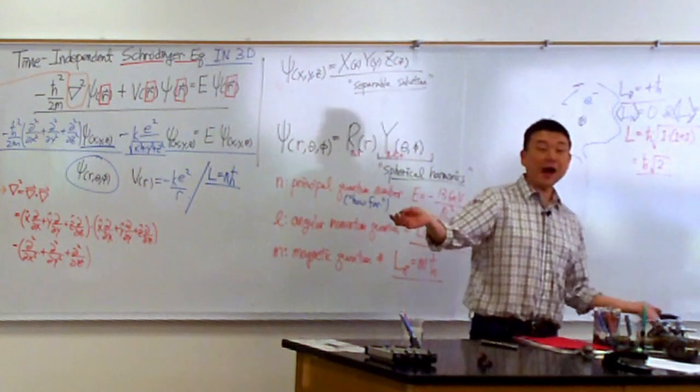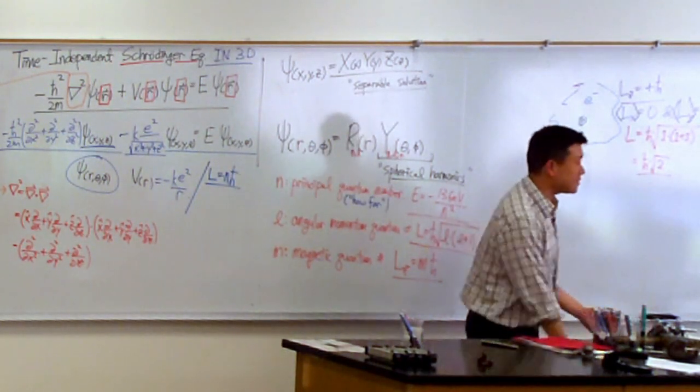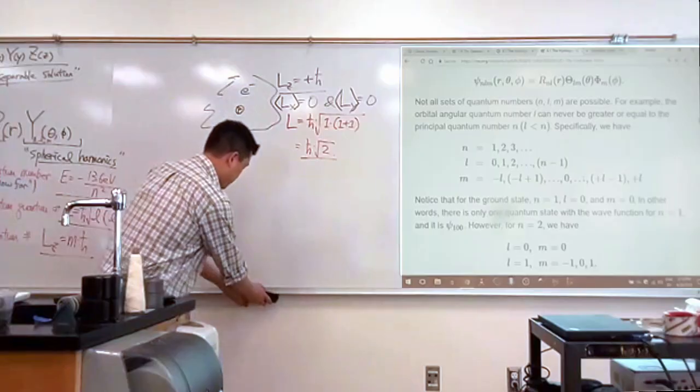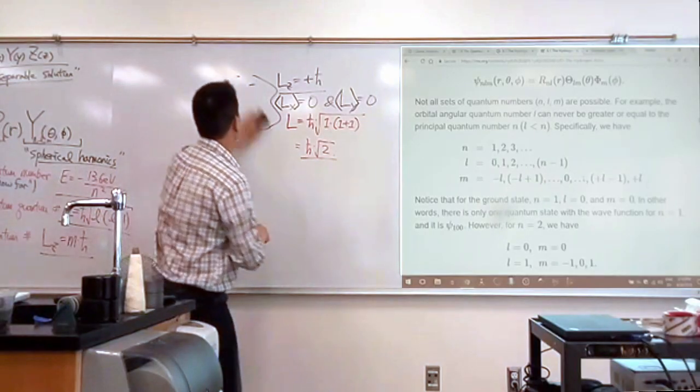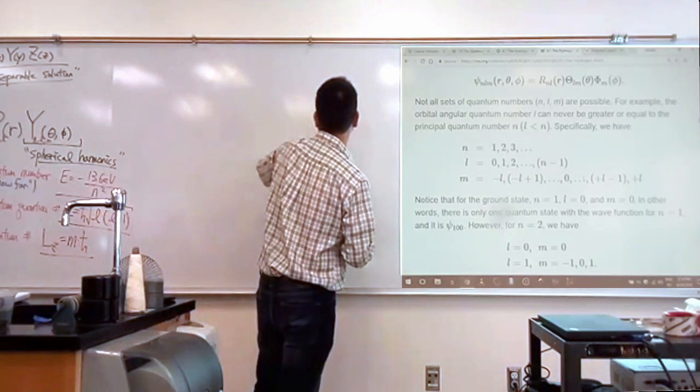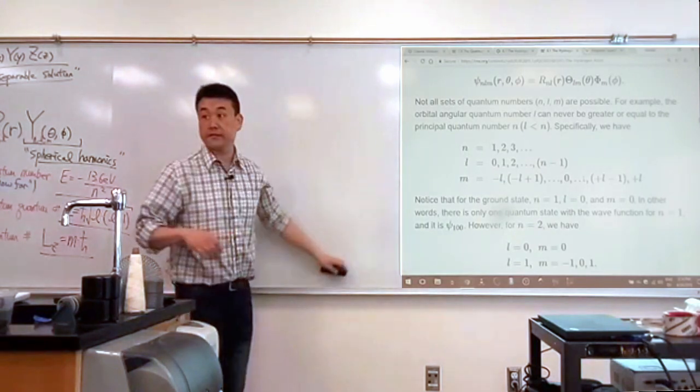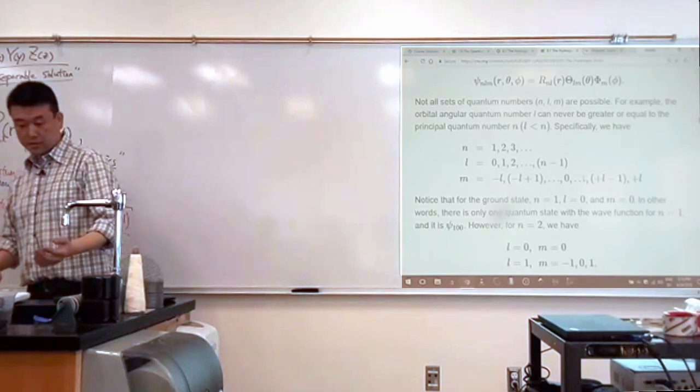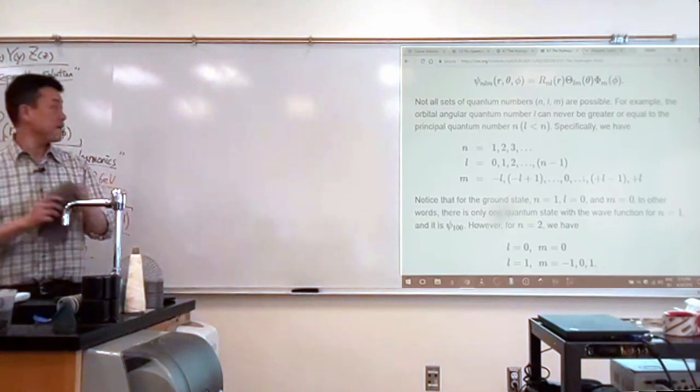So let me show you how we draw level diagrams. You've actually seen some of this already. I think your lab manual actually had this level diagram. This is how we represent energy levels in an atom or in a quantum mechanical system.